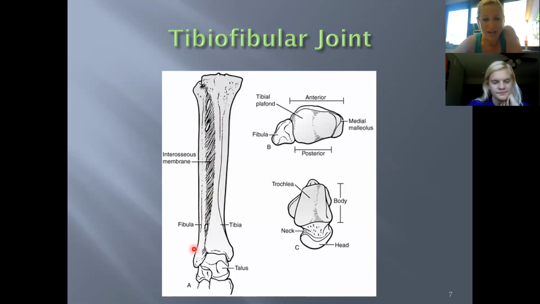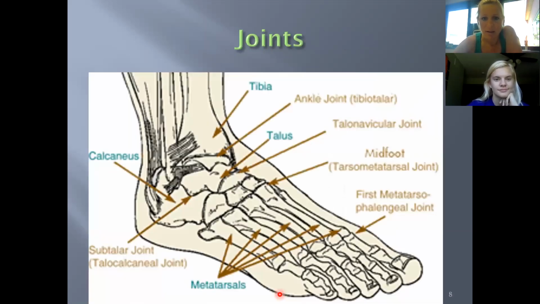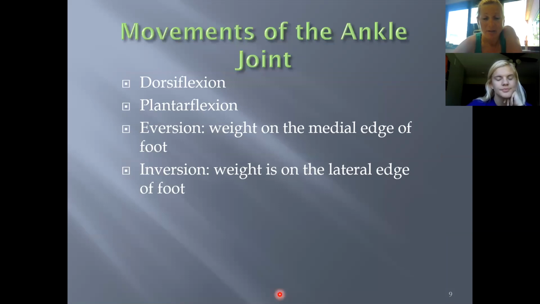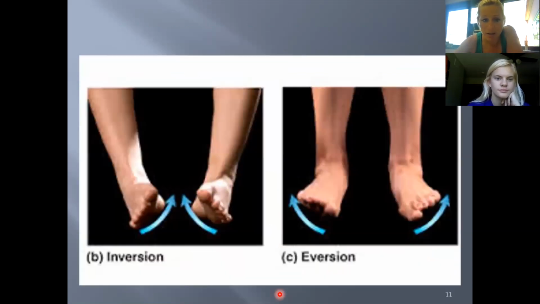Fibula only carries like 10 to 20% of the weight. Tibia gets to do all the work, basically. Again, look at all those joints. A lot of things in there. Okay, so again, dorsiflexion, plantar flexion, we know will be sagittal, and inversion, eversion, shifting the weight to the medial side versus the lateral side, will be frontal.